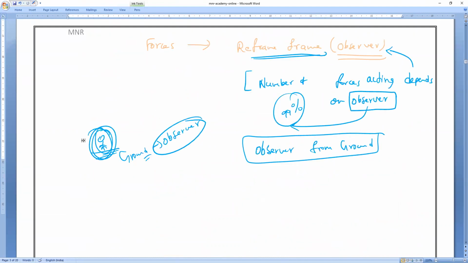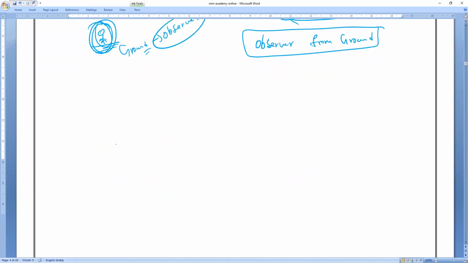So how many rules are there for a free body diagram? They are very simple rules. How many rules? 3 rules. Am I right or wrong? First rule, let me take an example. I have a surface. We all know that. Now I place some object here whose mass is m.